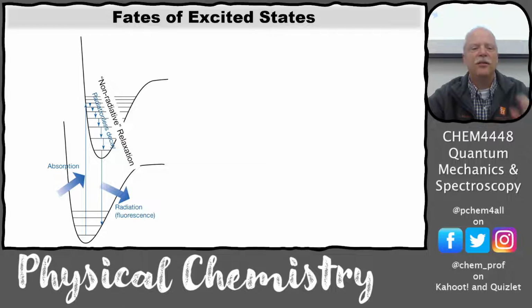And so that's the way I think of this process. So a photon of light comes in, this is absorbed by the molecule, and it's shot up here to this excited potential energy surface. And then that molecule bounces around through its energy levels.